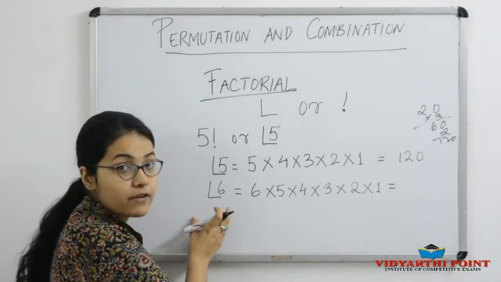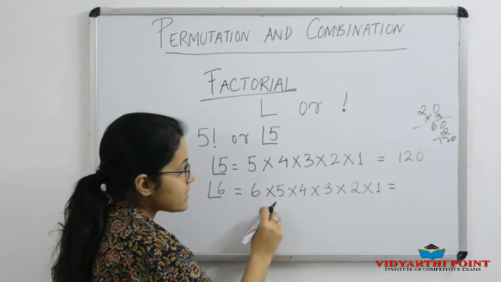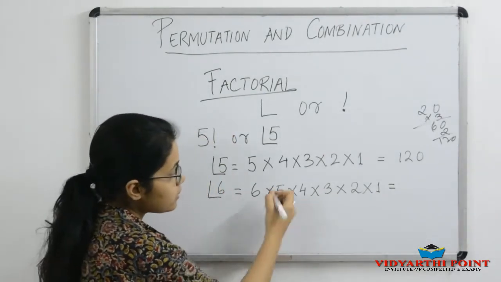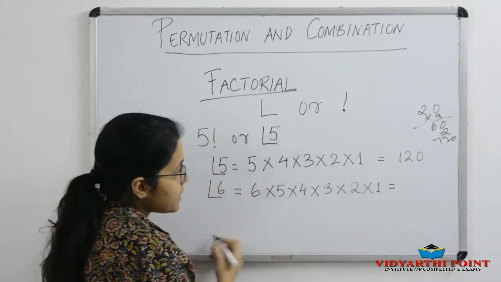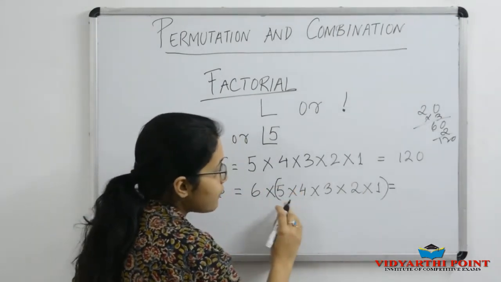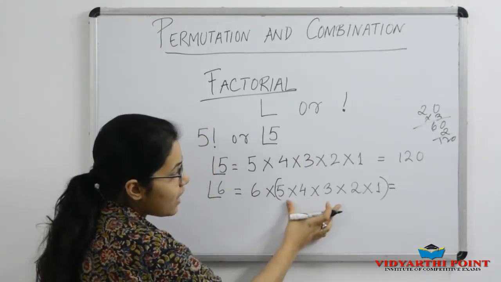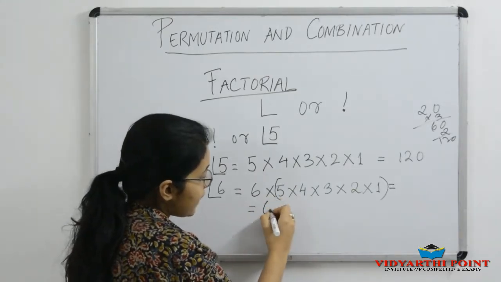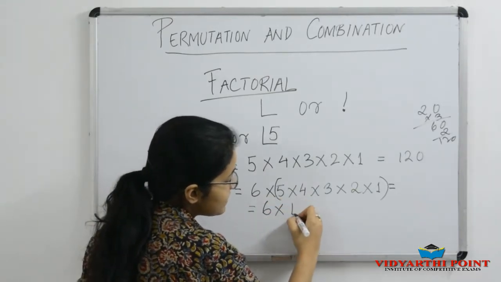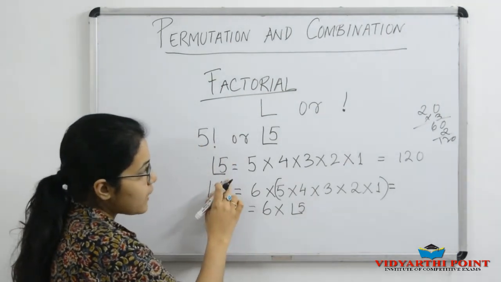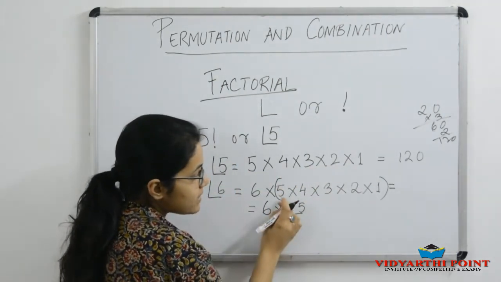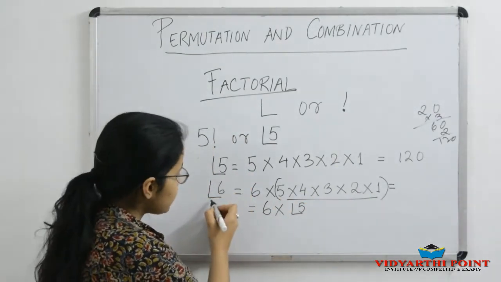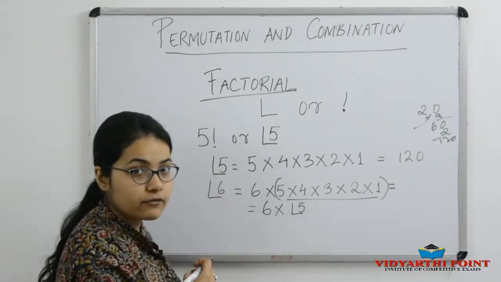Again, now let us find the value of factorial 6. Again, we have to multiply 6 into 5 into 4 into 3 into 2 into 1. Here, we should look at this part, that is 5 into 4 into 3 into 2 into 1. Now, this part is similar to this. That means 6 factorial means 6 into factorial 5. Factorial 5's value is 5 into 4 into 3 into 2 into 1. Similarly, this part represents factorial 5. So, in place of factorial 6, we can also write 6 into factorial 5.